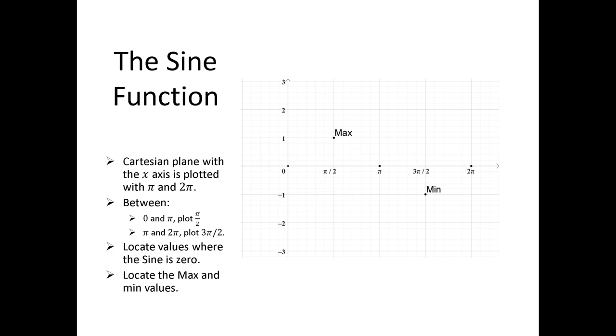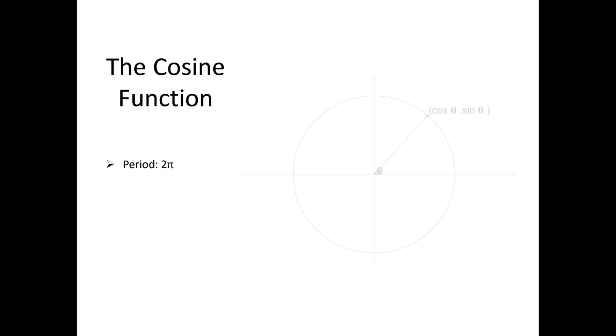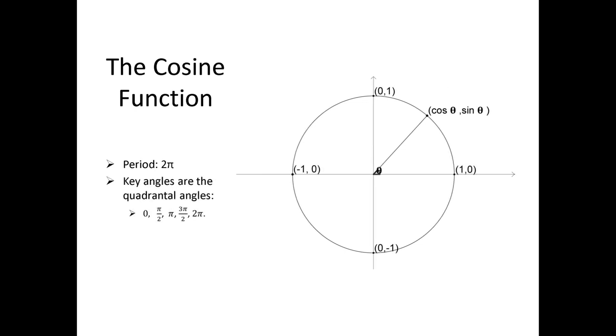Now, using these 5 points, we can carefully graph our sine function by tracing the point starting from the angle 0, passing through each point, and ending with 2 pi. And there we go. We have the graph of our sine function. We can also do the same thing with our cosine function. In this case, our period is still the same, 2 pi. The key angles are still the same, these quadrantal angles.